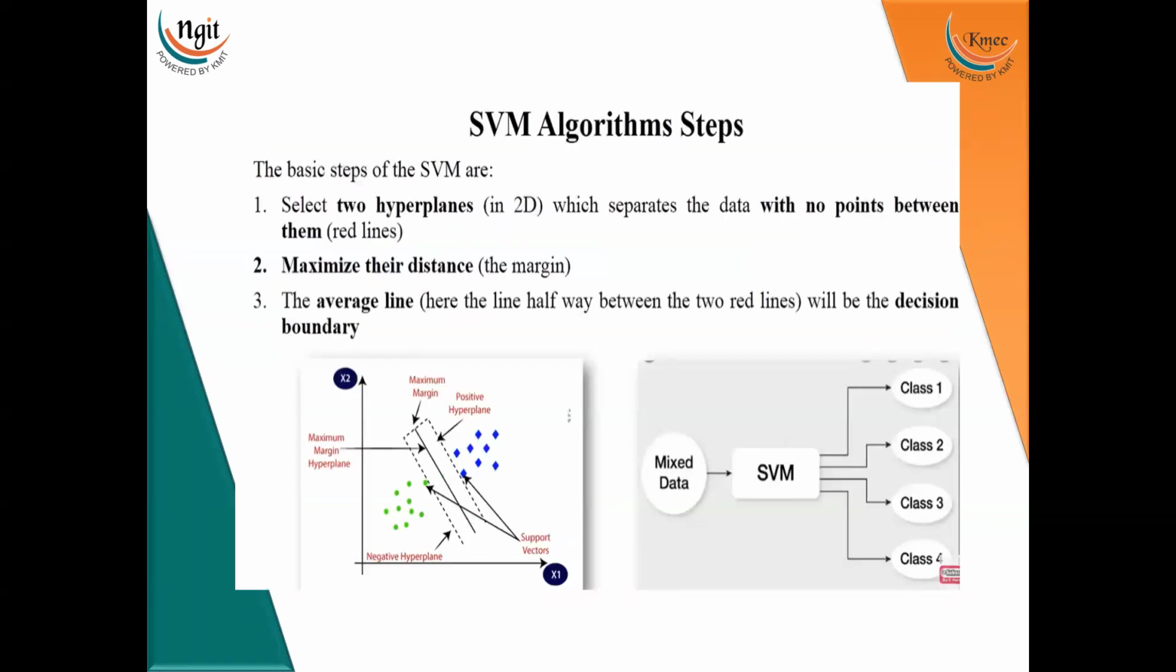Coming to the basic steps in SVM: from the earlier example, maybe you have come to know what the basic steps are. We are going to select two hyperplanes which separate the data with no points between them. So these are the two lines with an optimal hyperplane where there are no data points in between. And we have to maximize the distance, that is the margin. This is the maximum margin. And the average line will be the decision boundary. So this is the decision boundary, and this itself we call the hyperplane.